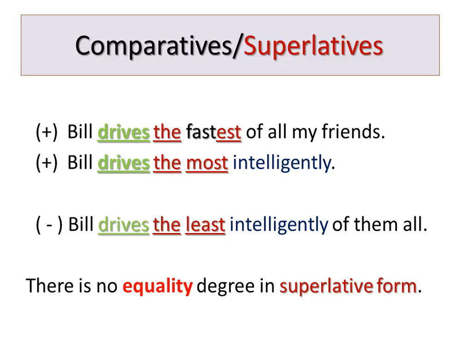The superlatives use the in front of the adverb and est ending. So Bill drives the fastest of all my friends, if I want to include that. Bill drives the most intelligently for the longer adverbs. And Bill drives the least intelligently of them all. Please note that there is no equality degree in superlative form.